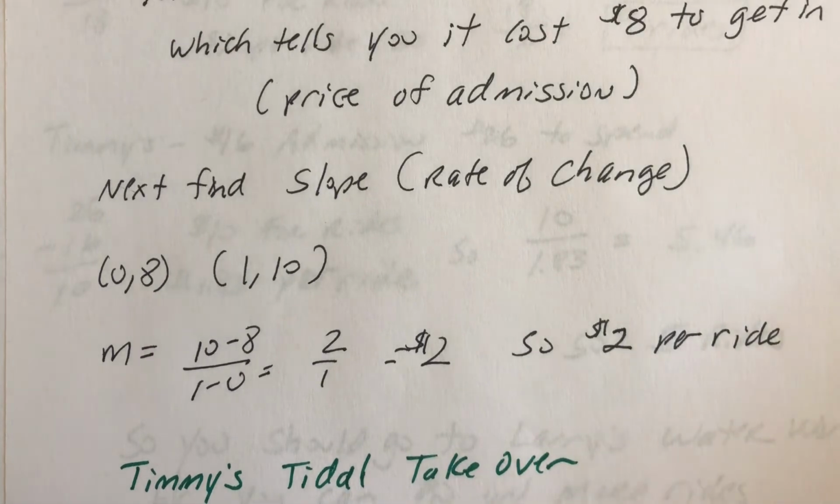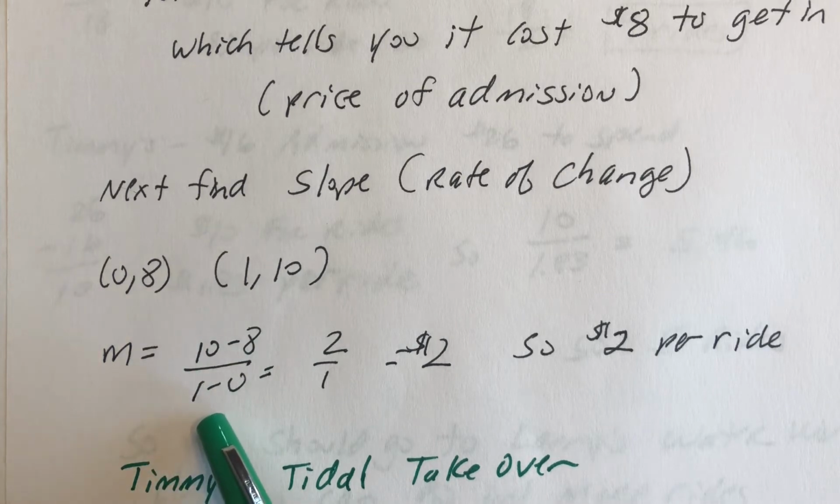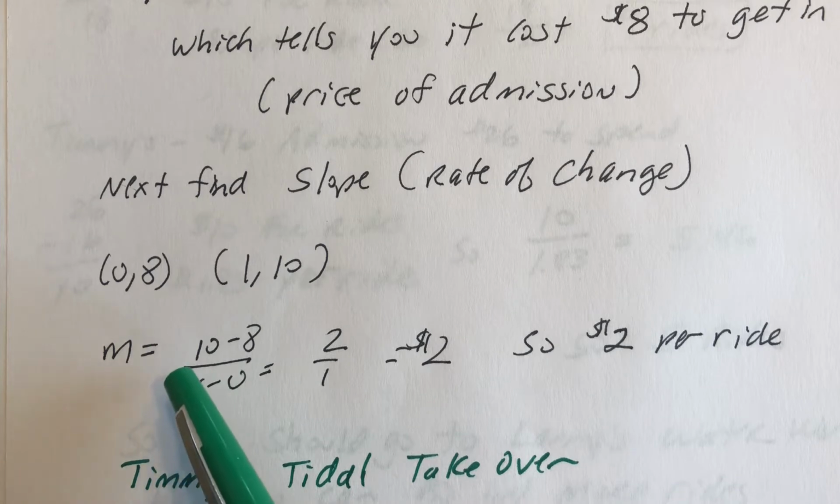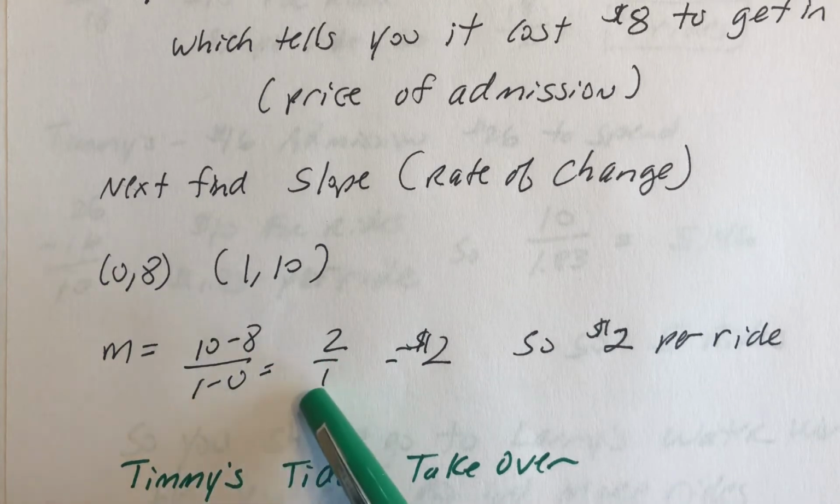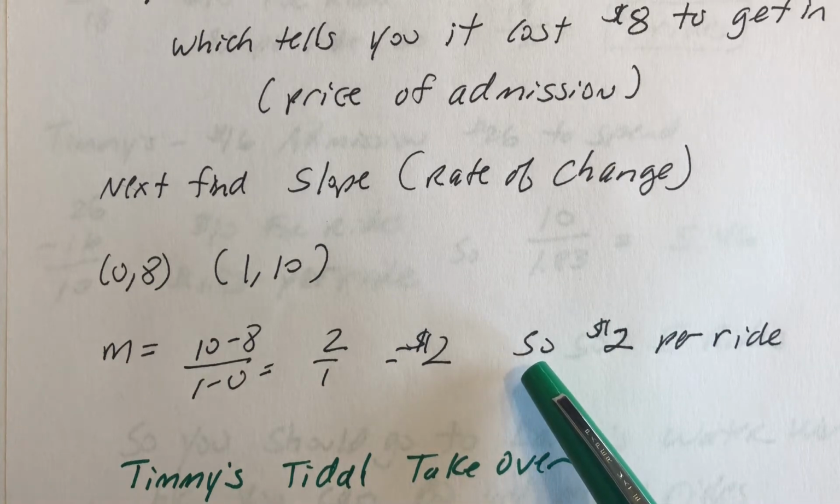Now I'm going to find slope. Remember the slope formula: y sub 2, which is my 10, minus y sub 1, which is my 8, over x sub 2, which is the 1, minus x sub 1, 0. So 10 minus 8 is 2, 1 minus 0 is 1, and 2 over 1 is 2. So that's $2 per ride. Your slope represents the rate of change, and the rate there is the cost per ride. So we're talking $2 per ride.